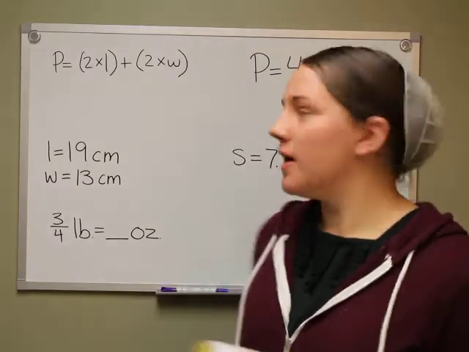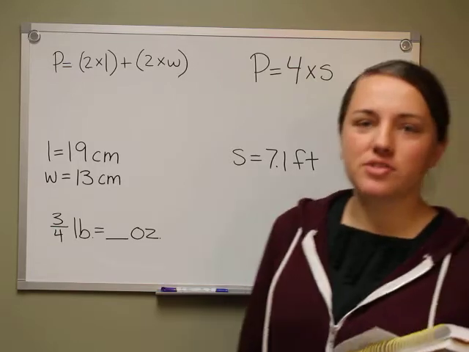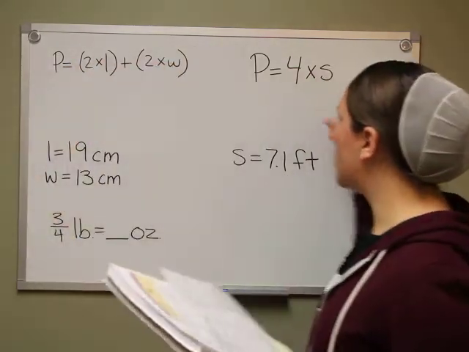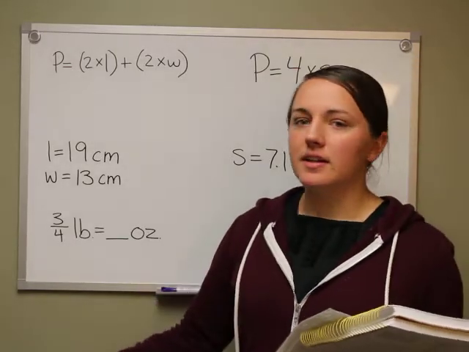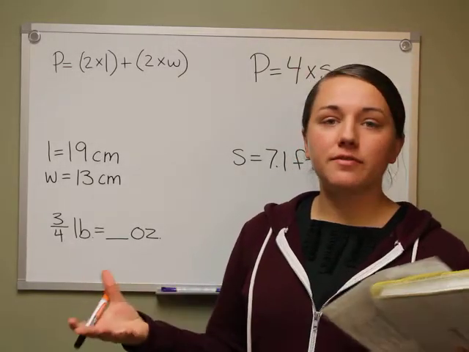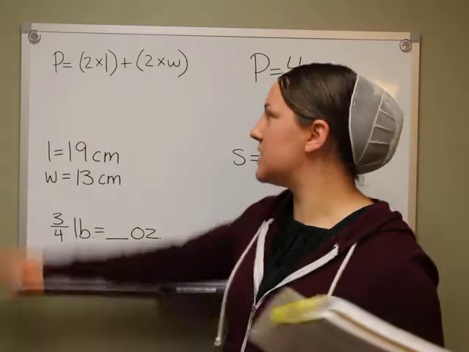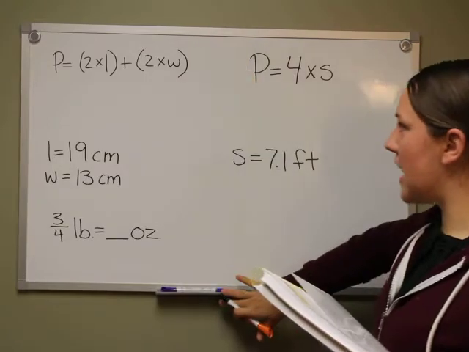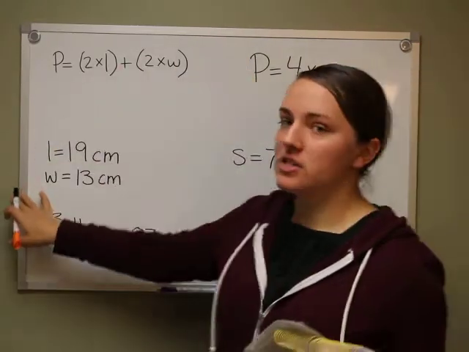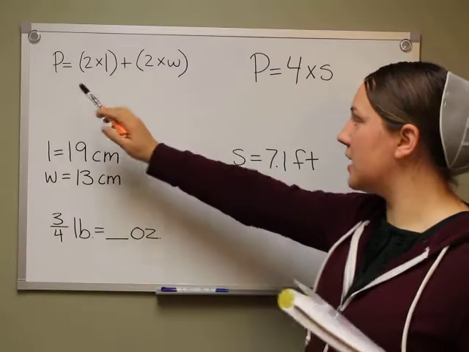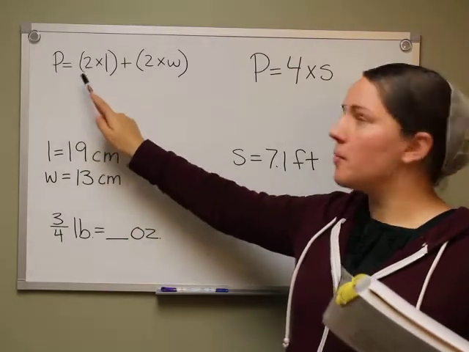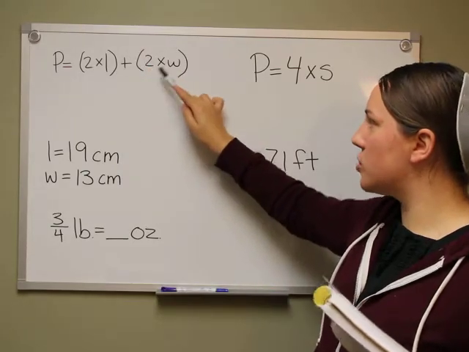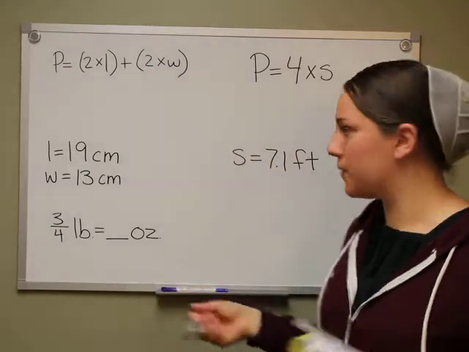Okay, so let's go over the formula for a rectangle from yesterday's lesson. What is the formula for the perimeter of a rectangle? Remember, it's the distance around the outside. Now, since these two opposite sides are the same length, these two opposite sides are the same length, our formula is this. P equals parentheses 2 times L, length, plus in parentheses 2 times W, which is our width.